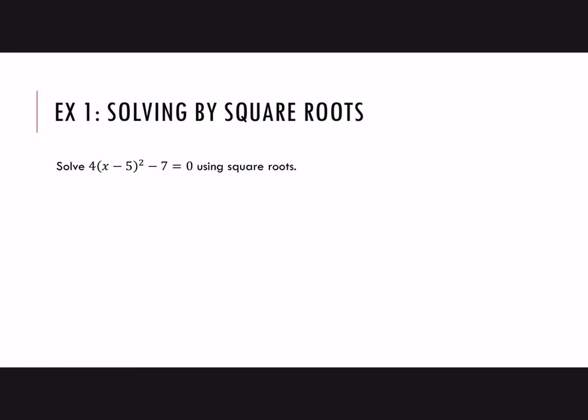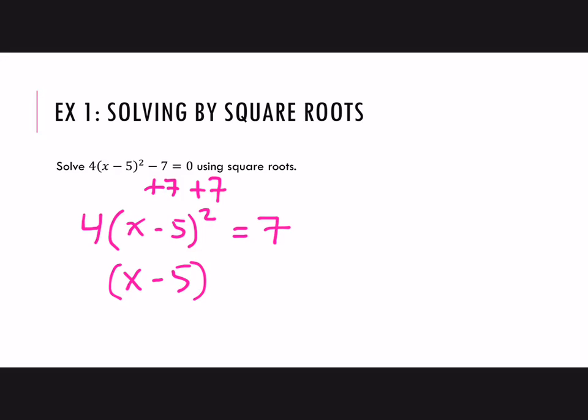Alright, here's one that's already in vertex form. So here, what we need to do is just follow that process on the previous page. First we add 7 to both sides, and then get 4 times (x minus 5) squared equals 7. Then divide by 4. And I'm going to leave this as a fraction.